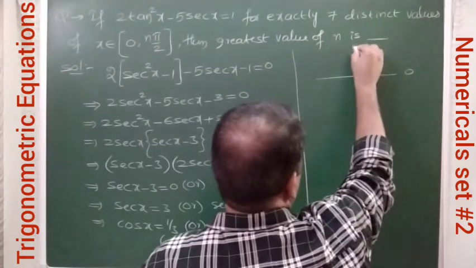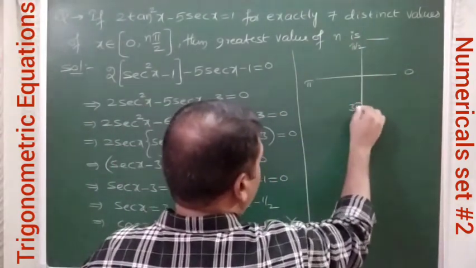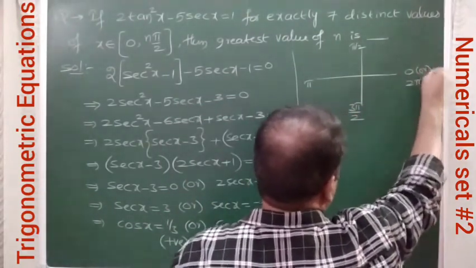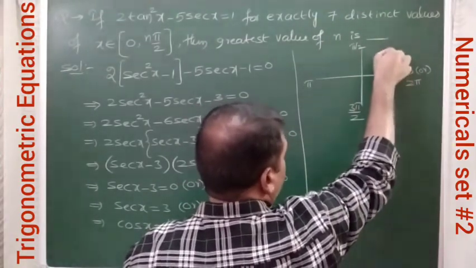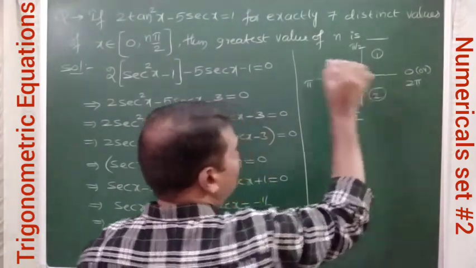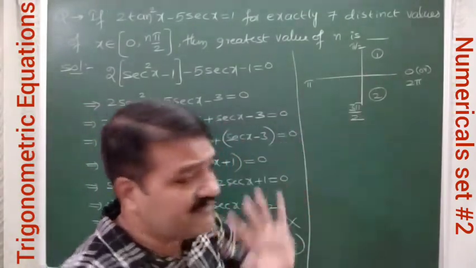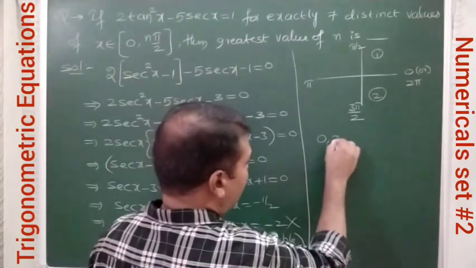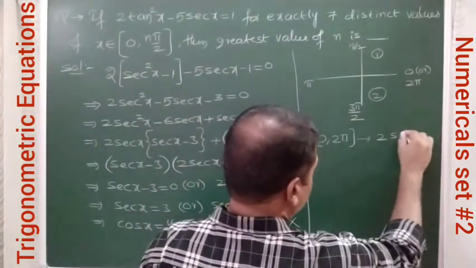So just observe this now. When you complete one full circle, you will reach this point, no? So that is for 0 to 2 pi. In the first quadrant you have one solution, and in the fourth quadrant you have one solution. So two solutions you have got here. That is for one circle. That is, between 0 and 2 pi, you will get two solutions.